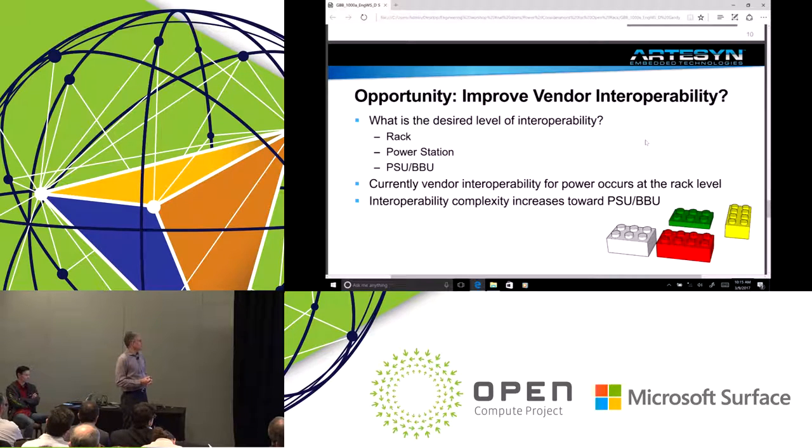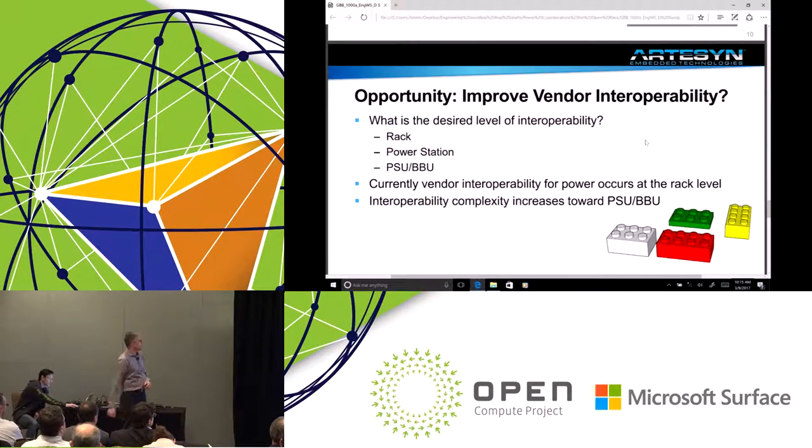The question is, does it make sense to start looking at interoperability at the lower levels? Can we make a bus bar from anyone work with a rack from anyone else? Can we make a power shelf from someone work with PSUs from someone else? And as we get down to that level, can we make PSUs work with someone else's BBUs, right? At every step along the way, there may be ecosystem benefits, but there are also challenges for this group of people, because again, making interoperability simple is really hard.